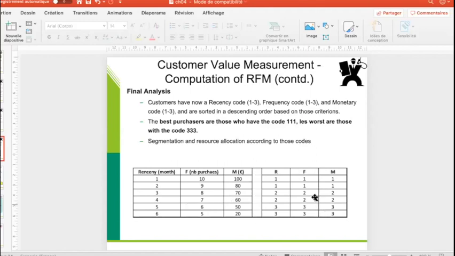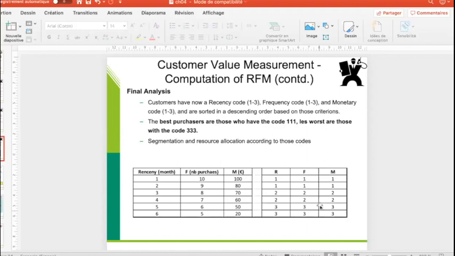Now we have the RFM table in the database, and we have created three new variables: recency, frequency, and monetary amount. Your best purchasers are those with the code 111. The worst customers have 333. Now you have an easy score, which you can use to segment your customers according to value. Platinum or top customers are the 111 group. The least valuable customers, the ivory customers, are the 333.